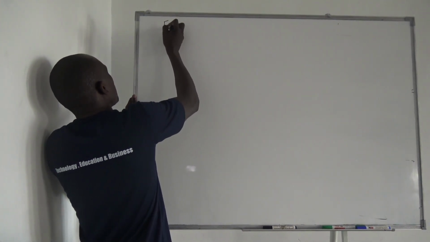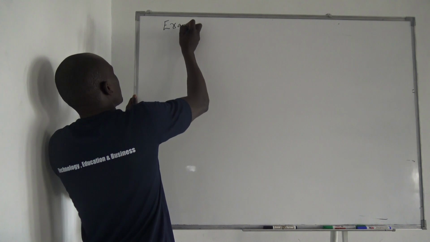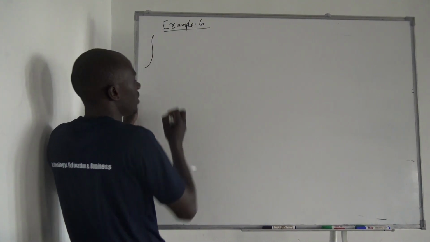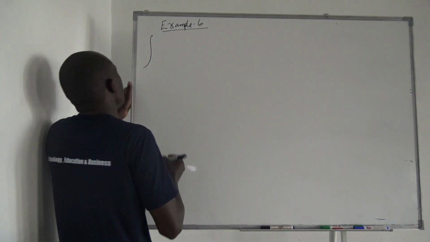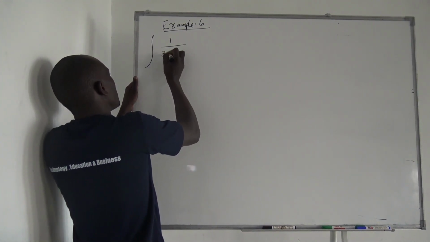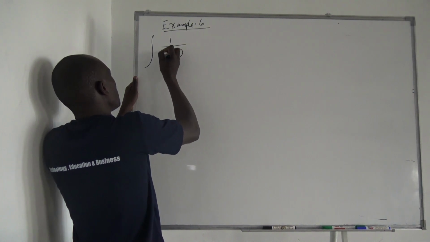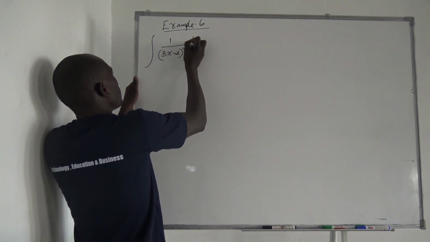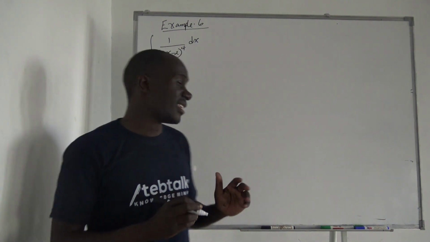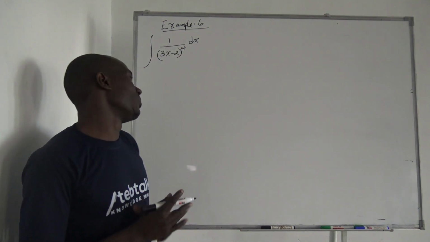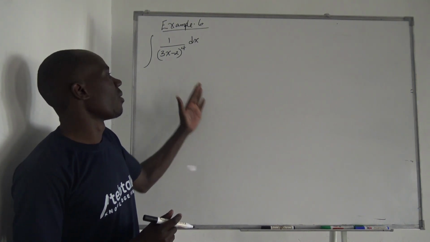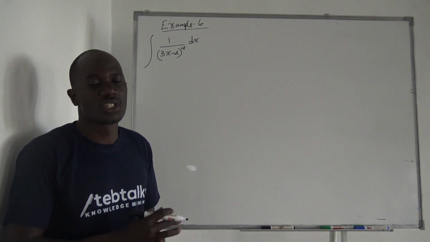So we are going to go to example 6. It is saying integrate 1 out of (3x - 2)^4 dx. Now, same story here. Look at this expression. They are saying integrate 1 all over (3x - 2)^4 with respect to x.